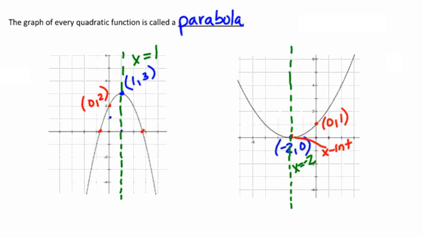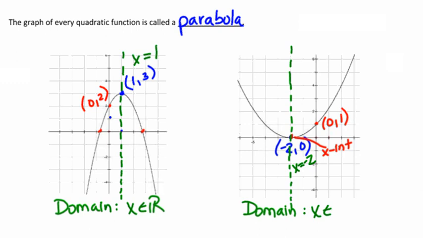So we say our domain is x is an element of the real numbers, just like we talked about when we were shading our solution regions in our chapter 6. And this one is also x is an element of the real numbers. Until we are told there's a restriction, our parabolas will always be x is an element of the real numbers.